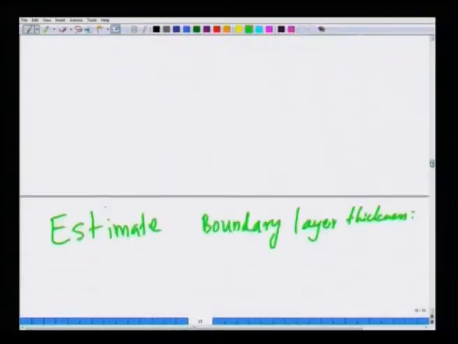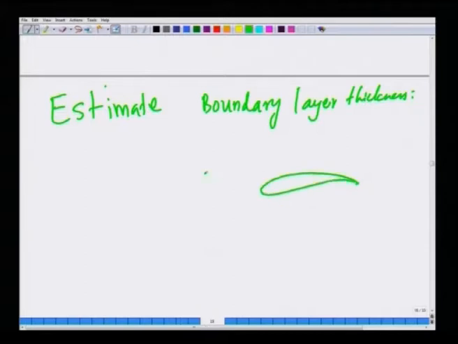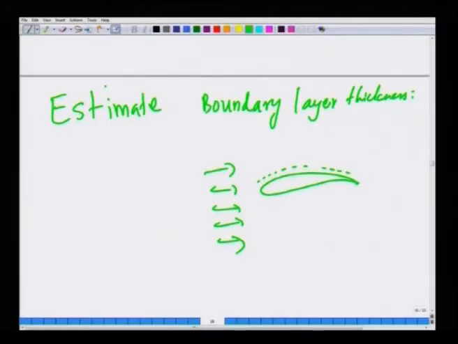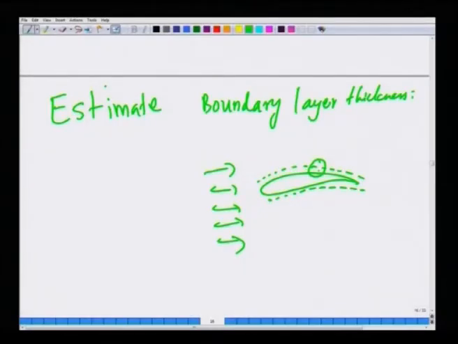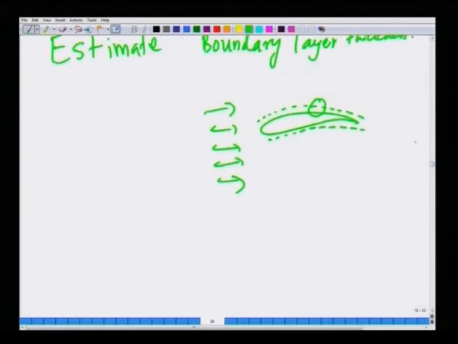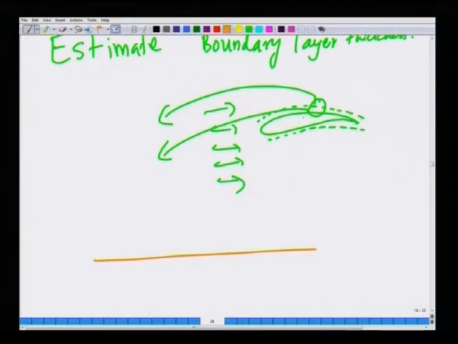But if you consider a streamlined body like an airfoil, flow past an airfoil, then flow separation is prevented, and we can imagine that viscous effects will be confined only close to the surface of the solid, and therefore, you can use the boundary layer theory to predict forces. In order to estimate the thickness of the boundary layer, I am going to blow up this part. Locally, this is going to appear like a flat surface, because the thickness of the boundary layer is very small compared to the radius of curvature of the solid.